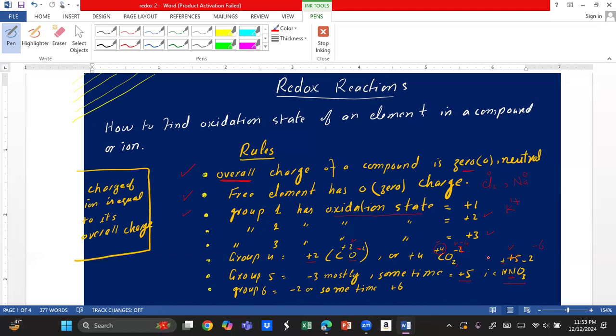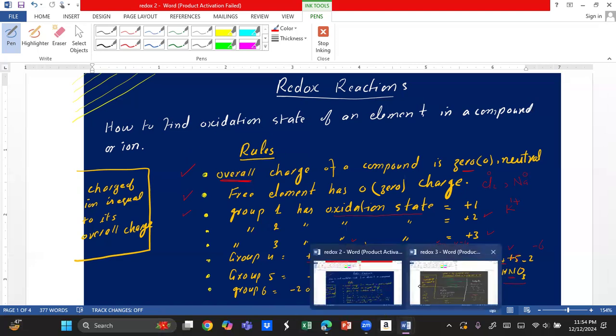If you don't keep this rule in mind, you will not be able to find out the oxidation state of an element in a compound. Similarly, group 6 has minus 2 charge or sometimes positive 6. Hope you understand. Now we will move to the next page where we will find oxidation number or state of any element in a given compound.